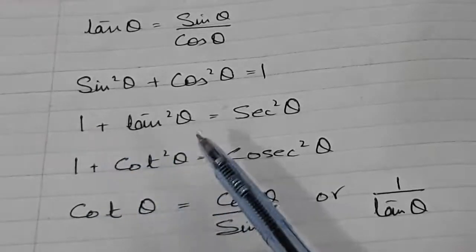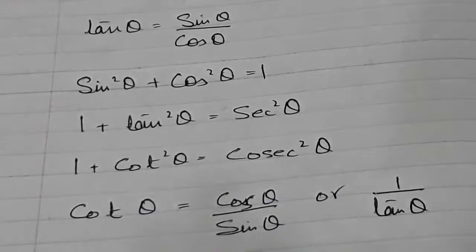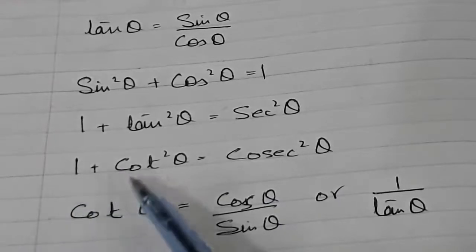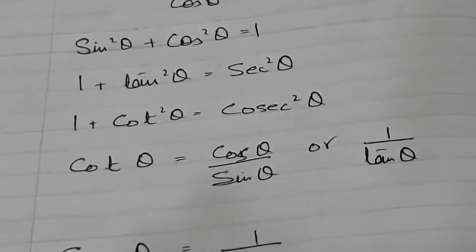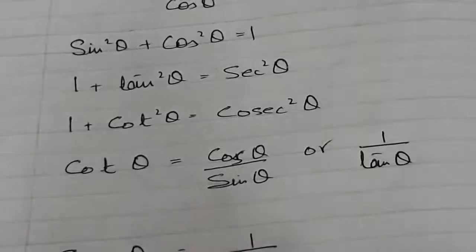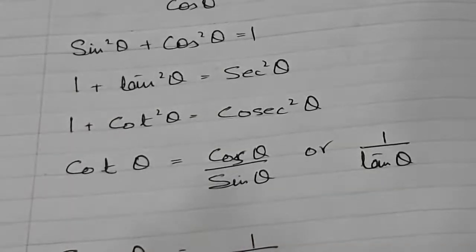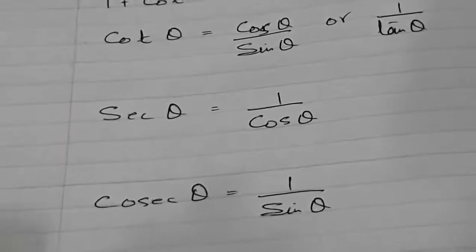1 plus tan squared theta equals sec squared theta, and 1 plus cot squared theta equals cosec squared theta. Now cot theta equals cos theta over sin theta, or 1 over tan theta. Two more: sec theta equals 1 over cos theta, and cosec theta equals 1 over sin theta, right? So now let's solve a few identities from the exercise, and we will see how it works.